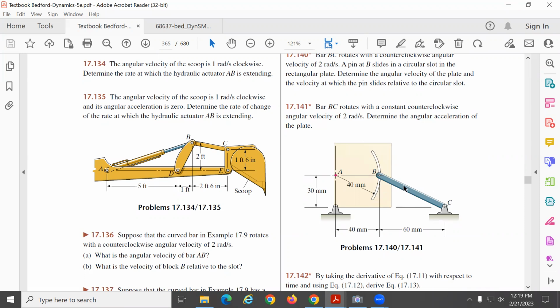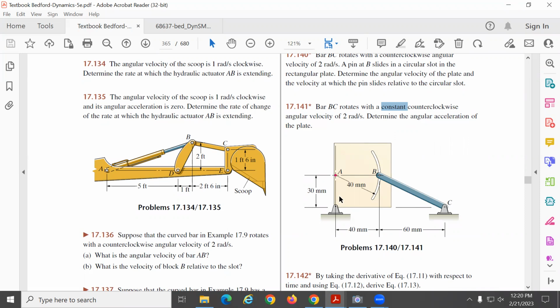Bar BC rotates with a constant counterclockwise angular velocity of 2 radians per second. So that means omega BC equals 2, and alpha BC equals 0. Does that make sense? Now, determine the angular acceleration of the plate. So this is the plate over here. This problem is the same as the other ones, I guess.